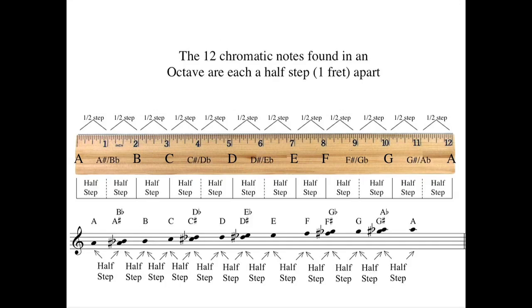Now, if we add the sharped or flatted notes that reside in between the 7 natural notes, they're laid out like this. And you'll notice there's a half step in between each of the 12 notes found within an octave.